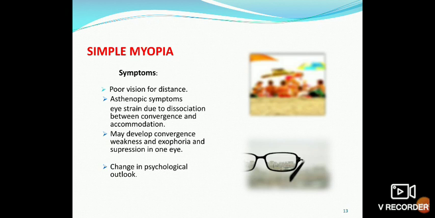Okay. What are the symptoms? So common symptoms are poor vision for distance. The children will have poor vision for distance. Asthenopic symptoms. What is asthenopia? These are varied symptoms due to ocular causes. Maybe headache, brow ache, eye ache may be there. Watering may be there, itching may be there. So this is a group of symptoms. They are called asthenopic symptoms, and they are due to refractive error.